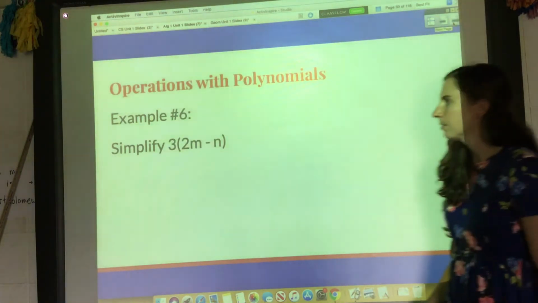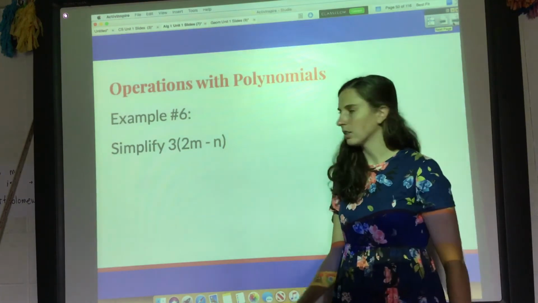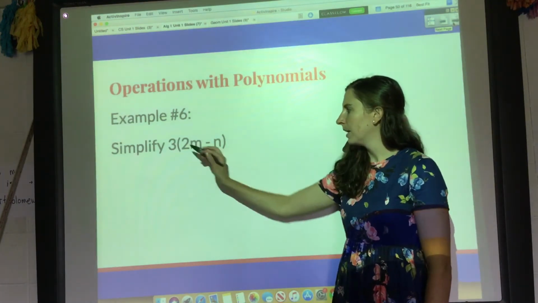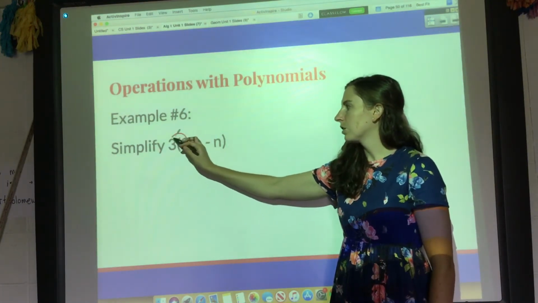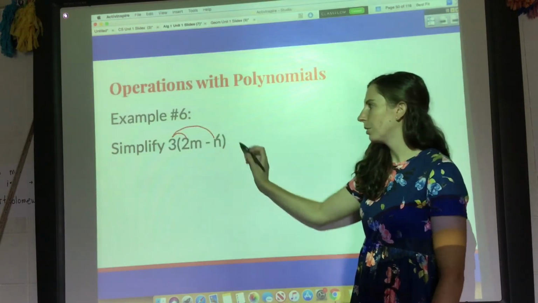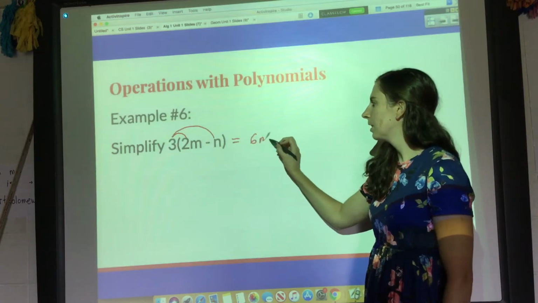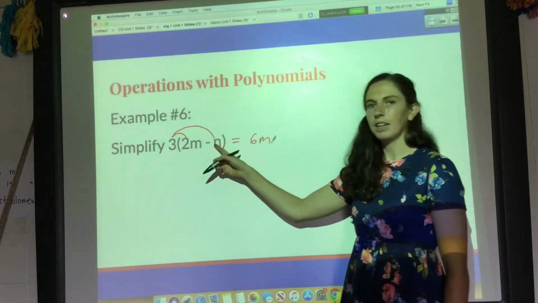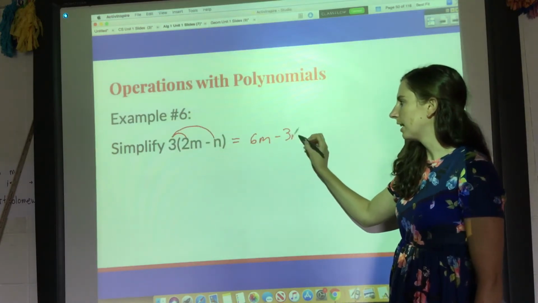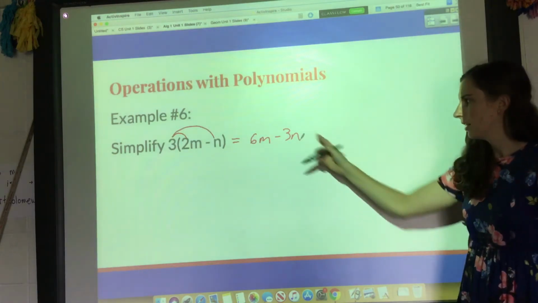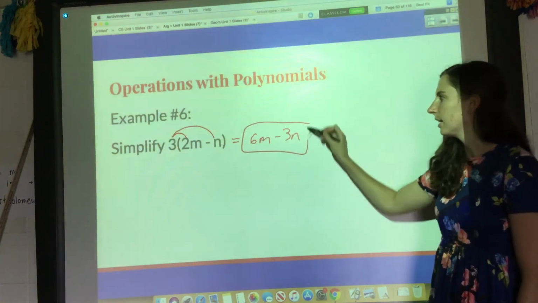Let's try another one, and you should pause and try this on your own first. Since this 3 is in front of the parentheses, I'll distribute it. 3 times 2 is 6m, and 3 times negative n is negative 3n. Again, nothing to combine, so that's it.